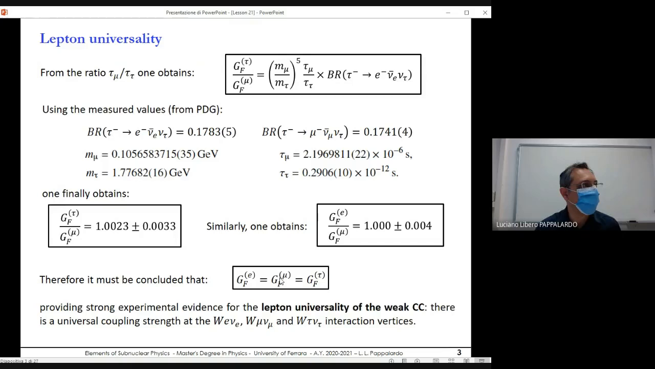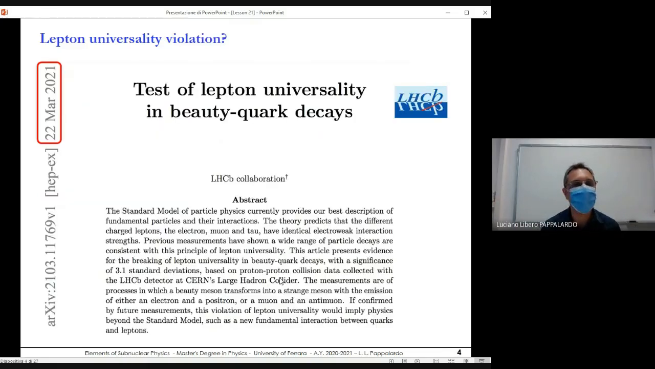But let me put a but with dots. Something happened this year, actually 2 months ago. This is the most recent result after many years of research, also in different channels. With this paper, which was published by LHCb just in March, it appears that something is cracking in this Lepton universality assumption. So let me just go through the abstract of this paper.